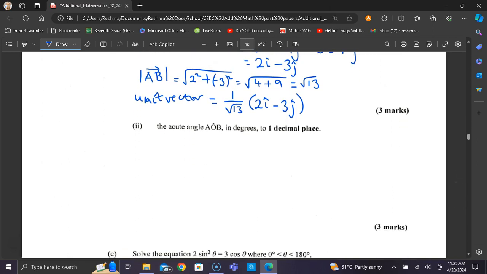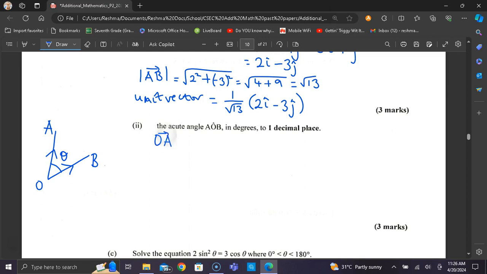So let's go on to part 2. Part 2 for 3 marks. The acute angle AOB in degrees to 1 decimal place. So angle AOB lies between OB and OA. So if this is O, this is A, and this is B, right, and these are vectors OA and OB, then the angle AOB is this angle here, which I'm going to label as theta. So first we need to find the dot product of the two vectors.